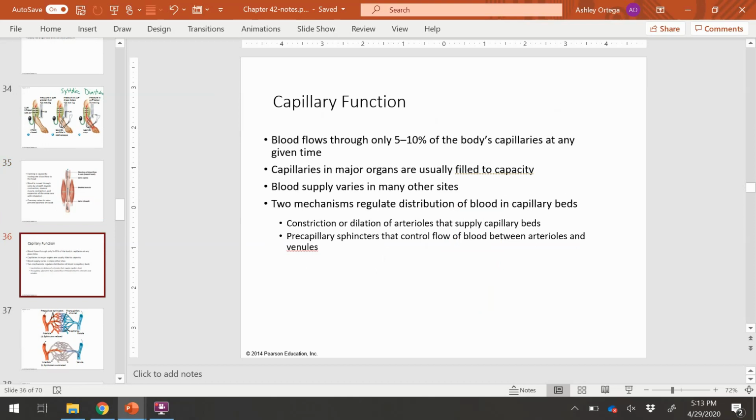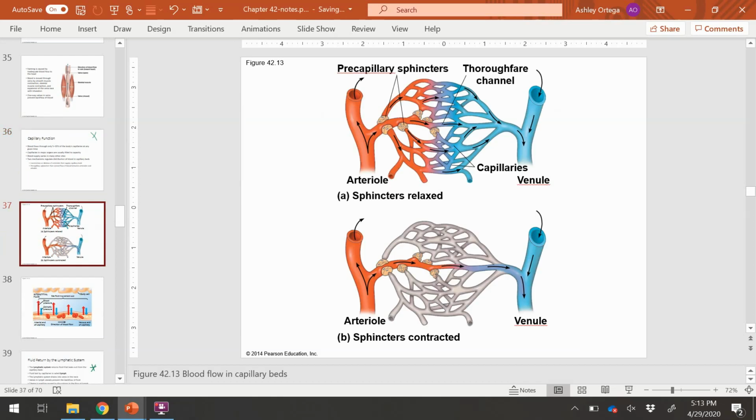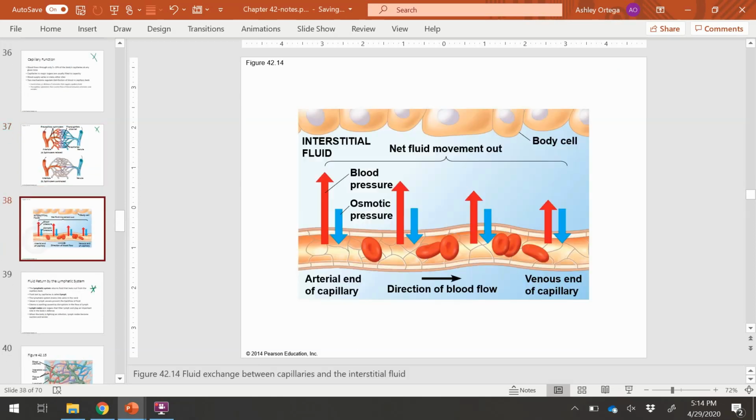And looking at capillaries, capillaries are going to function for gas exchange. And so here you can see there are two mechanisms for regulating blood distribution in capillary beds. While this is important, it's not something I ask you to memorize. And so you can see here there are pre-capillary sphincters that can open or close, and that will regulate blood flow through the capillaries.